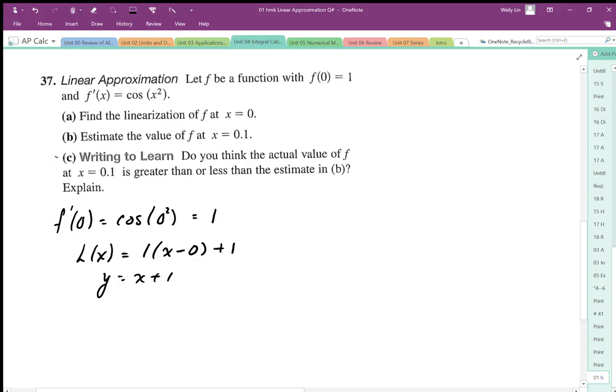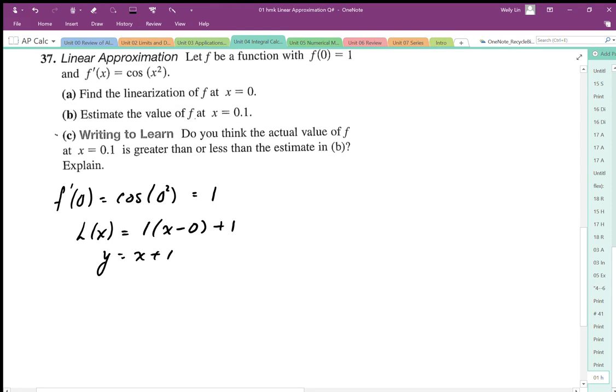So using this equation, I can estimate the value of f at x equals 0.1. So we know that f of 0.1 is going to be approximated by the L at the same point. Okay, and if I use that linear equation, I'm going to get 1.1 as my estimate. So 1.1 represents the estimate of the value of f at x equals 0.1. So this is part B. Okay, so this is part A.